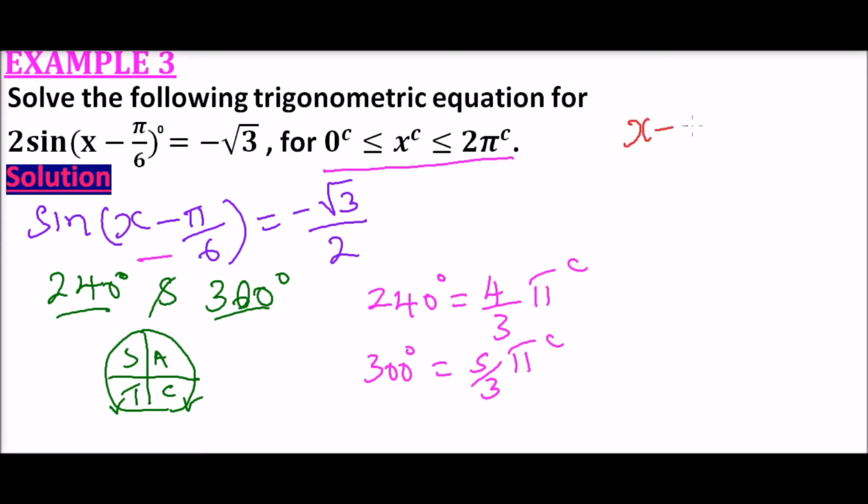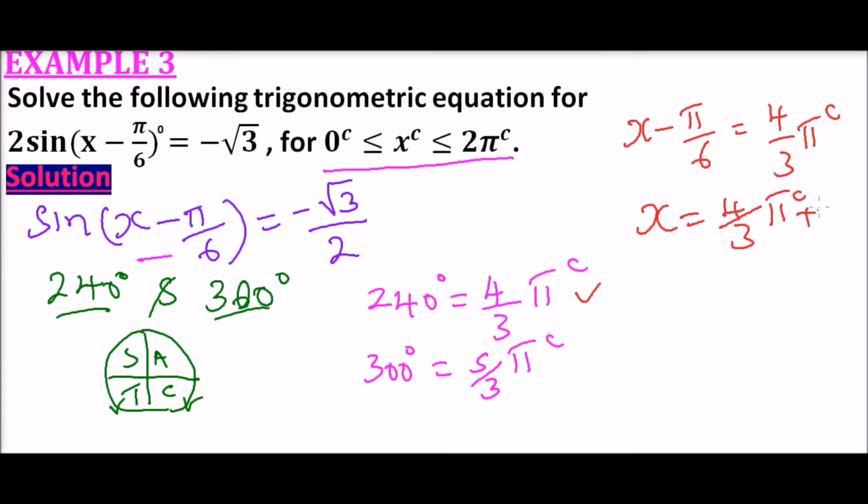So we have x minus pi over 6 is equal to, we start with this one, 4 over 3 pi radians. So we take pi over 6 to the other side, so we have our x is equal to 4 over 3 pi radians, we add pi over 6. When you add the 2, you get 9 over 6 pi radians, which is the same as 3 over 2 pi radians.